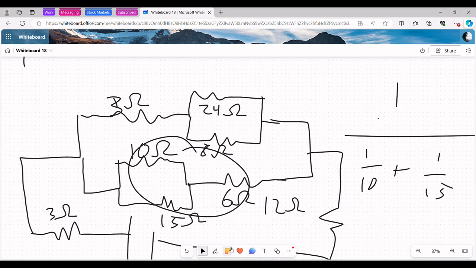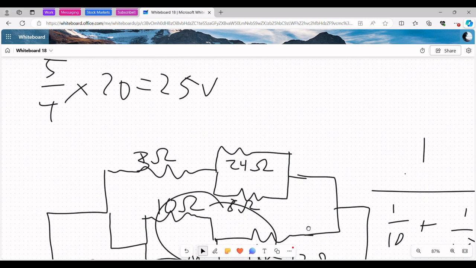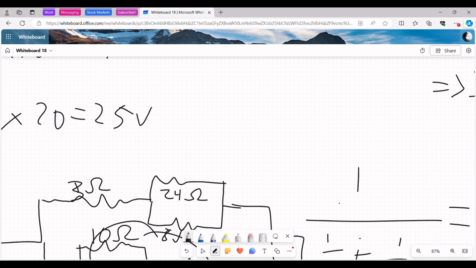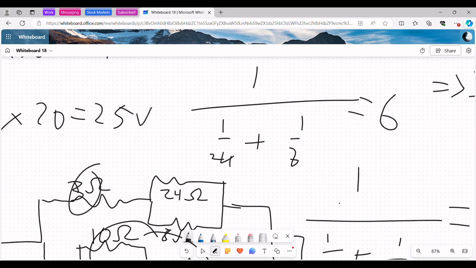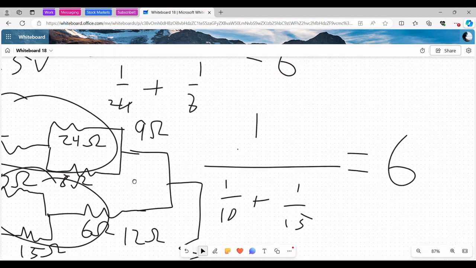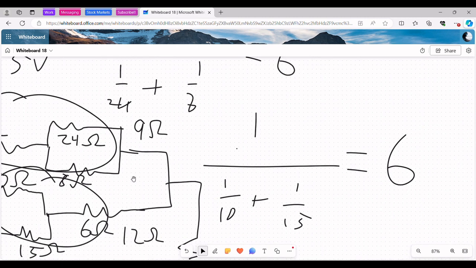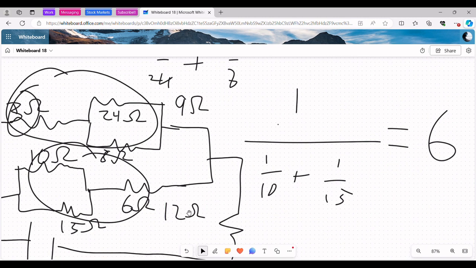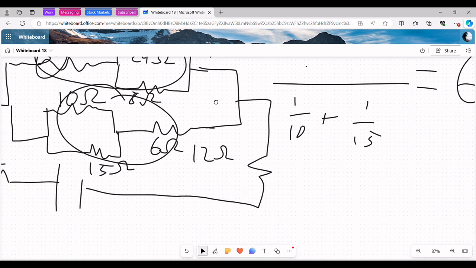And then we have this one up here. So this is going to be 1 over 24 plus 1 over 8. So that equals 6, and then 6 plus 3 equals 9. So the total resistance through here is 9 ohms. There you go. Now we have 12 ohms here and 9 ohms here.